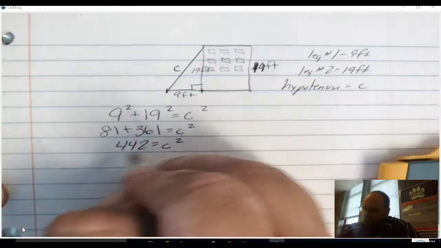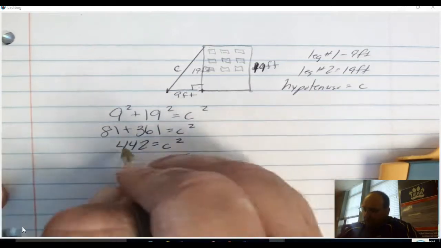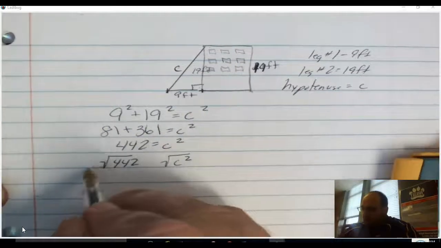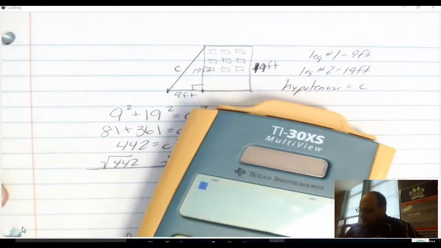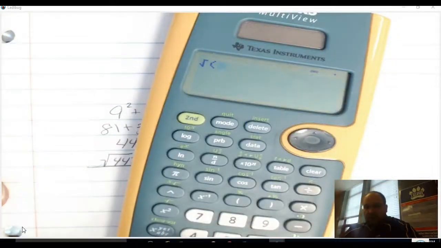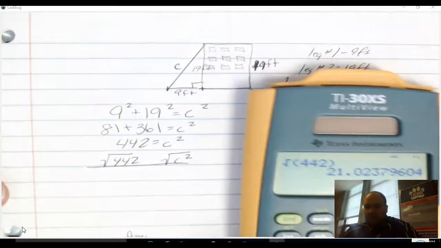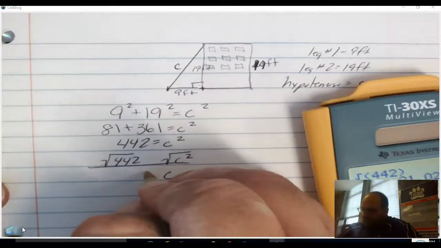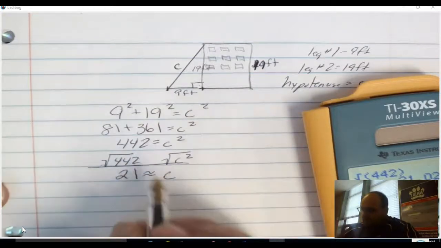So I do the square root to get rid of the C squared. I'm going to do the square root of 442 also, because I'm solving an equation. So I'm going to hit second, and hit where the x squared is on this calculator, and type in 442. I'm going to put it in parentheses and hit enter. And I get 21.02. So C is approximately 21.02, or I'm going to say approximately 21.